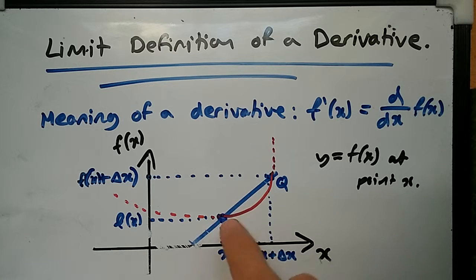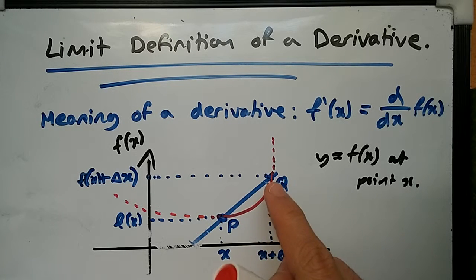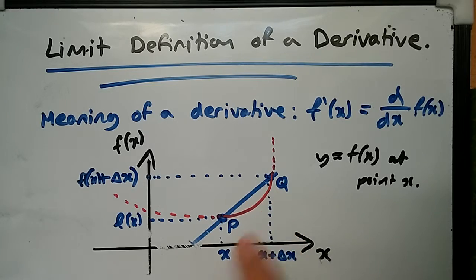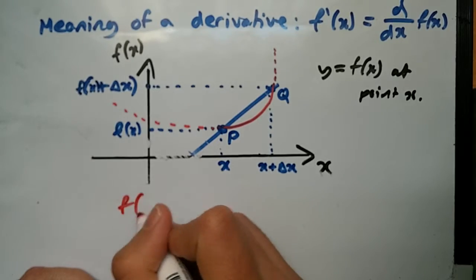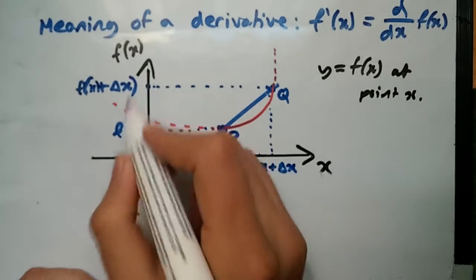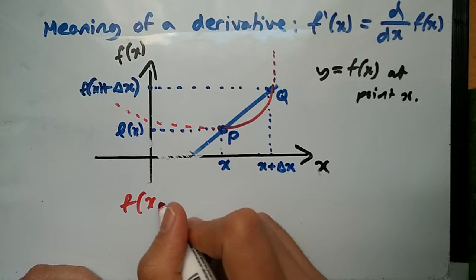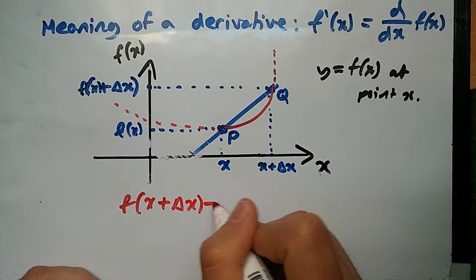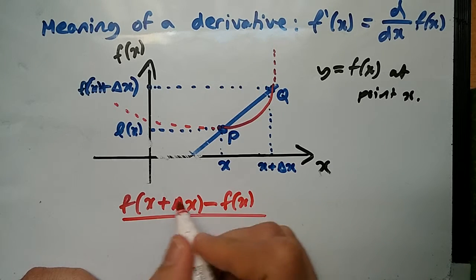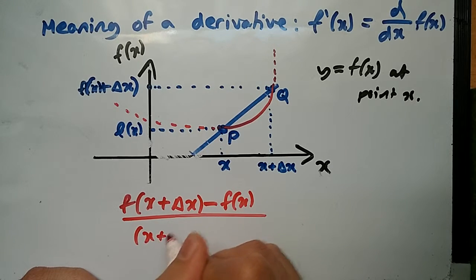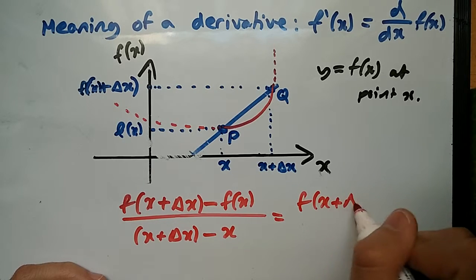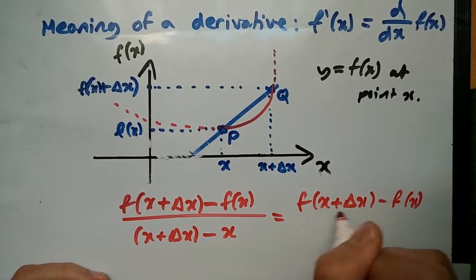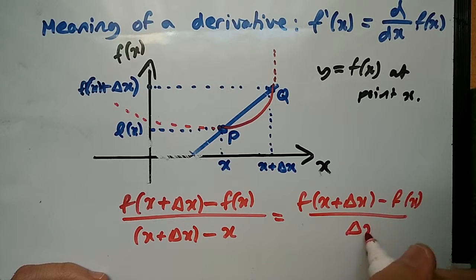And the second line through P and Q has a slope, which would be defined like this. We find the difference of this line over the difference of this line. So it'll be f(x plus delta x) minus f(x) over x plus delta x minus x. And what does it simplify to? The top line is the same, and on the bottom the x cancels out. So we have f(x plus delta x) minus f(x) all over delta x.